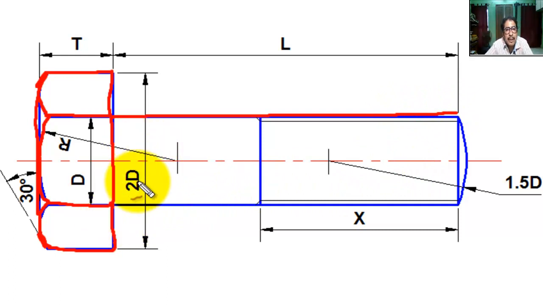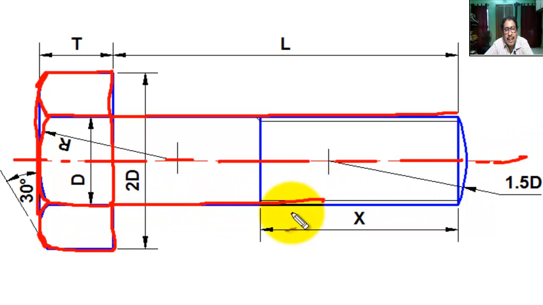This is 150 millimeter. We take 150 millimeter parallel to the x-axis. This is the center line. Draw the length. Join this. Okay.